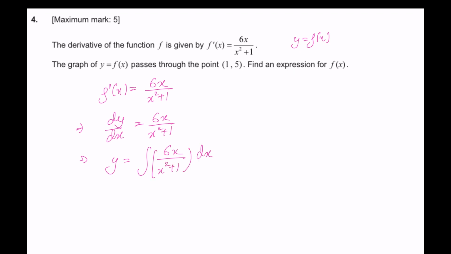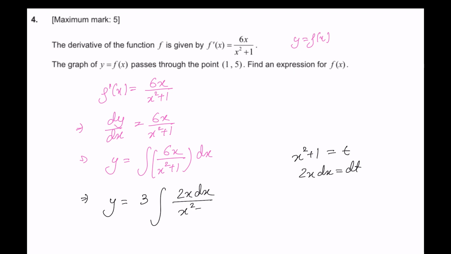Now to solve this integration, we have to use the method of substitution. What we can substitute is x square plus 1 as t. So your 2x dx will become your dt. Now from the numerator we can take a 3 common, so the numerator becomes 2x dx and the denominator becomes x square plus 1. Now this 2x dx can be replaced with dt, and x square plus 1 can be replaced with t. So the integral of dt over t can be written as y equals 3 ln mod t plus c.